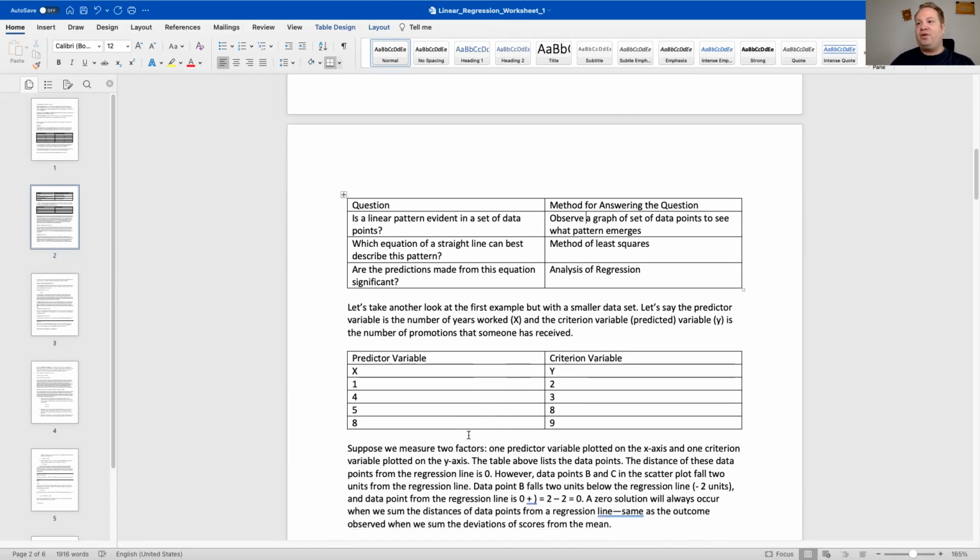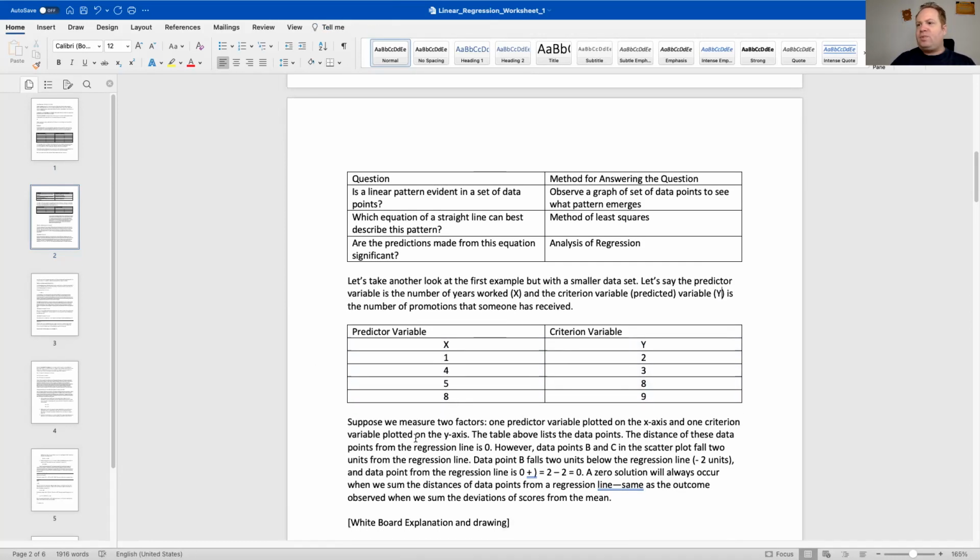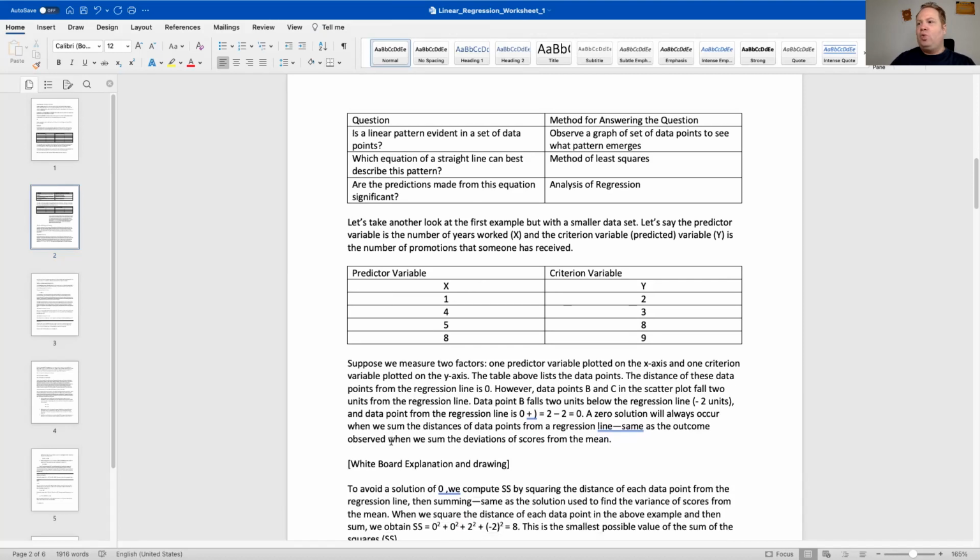So let's take another look at the first example, but with a smaller data set. Let's say the predictor variable is the number of years worked, X right here. And the criterion variable Y is the number of promotions that someone has received. And it's probably a capital Y. Suppose we measure 2 factors. One predictor variable plotted on the X-axis and one criterion variable plotted on the Y-axis. So if we go ahead and look at that, I'll whiteboard this in just a second here for you guys.